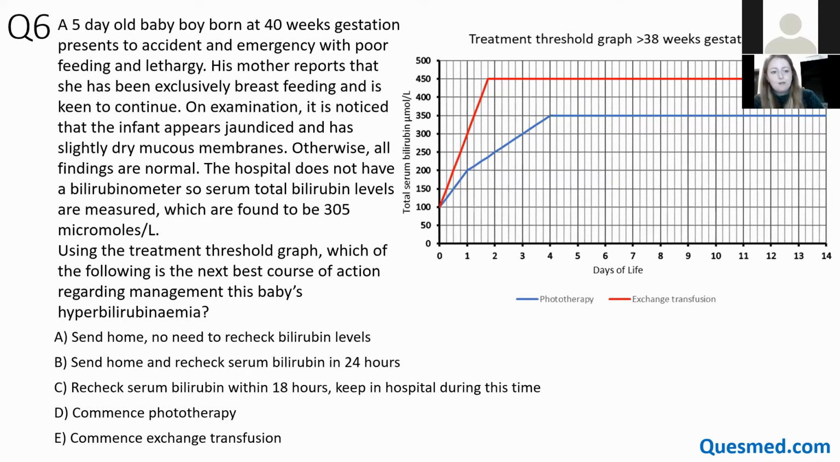Using the treatment threshold graph, which of the following is the next best course of action regarding management of this baby's jaundice? Is it A, send them home, no need to check bilirubin levels? B, send home and recheck bilirubin in 24 hours? C, recheck serum bilirubin within 18 hours and keep in hospital during that time? D, commence phototherapy? Or E, commence exchange transfusion? So I'll give you a few moments to have a look at that graph and see what you think the answer is. And I'll just have a look at the questions in the meantime.